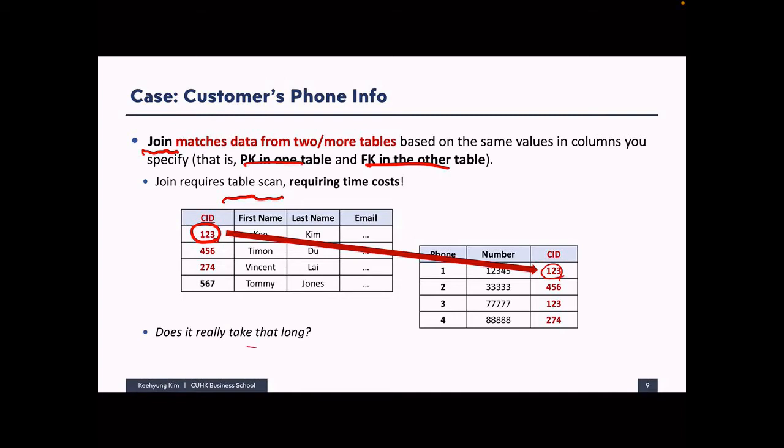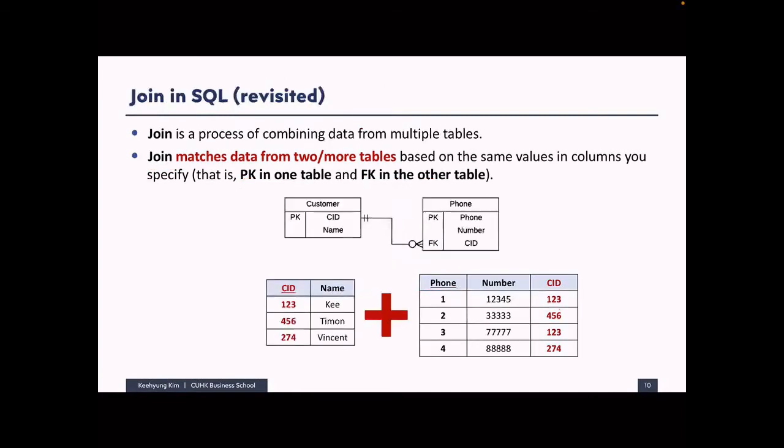So does it really take that long? Let me show you an example. For the earlier example, we have a customer table and a phone table. For the customer table, let's say that we have this record, and for the phone number table, let's say that we have this record. Our goal is utilizing join to match and find which phone numbers are owned by each customer.